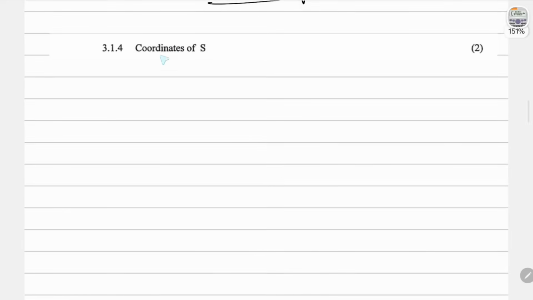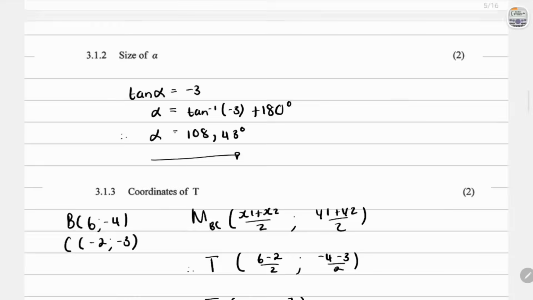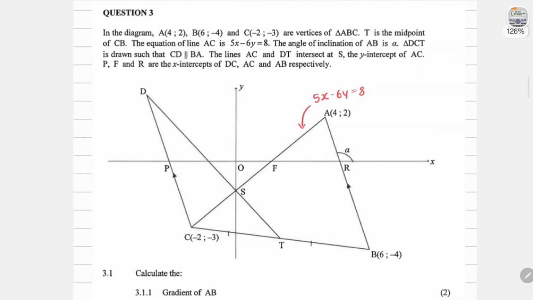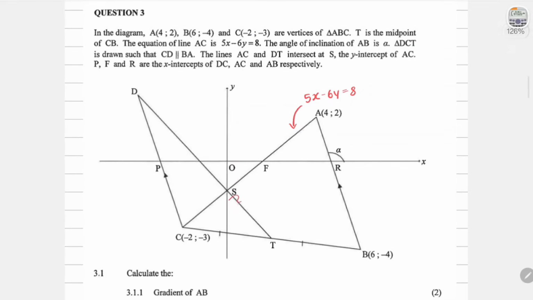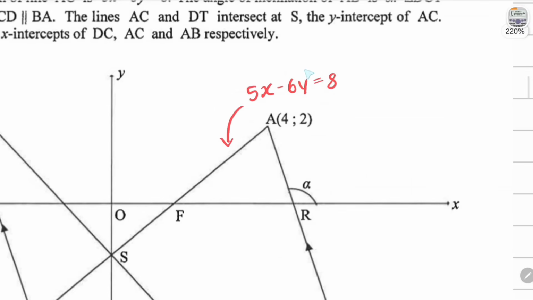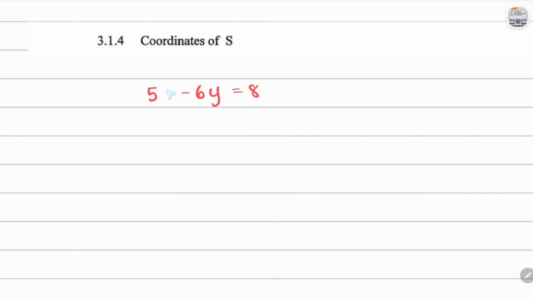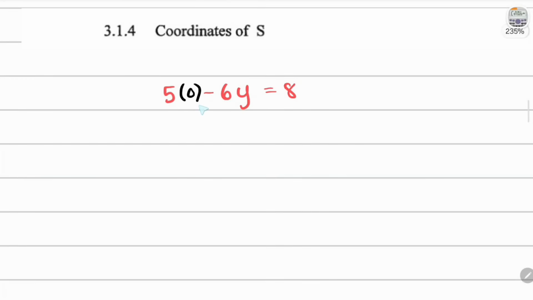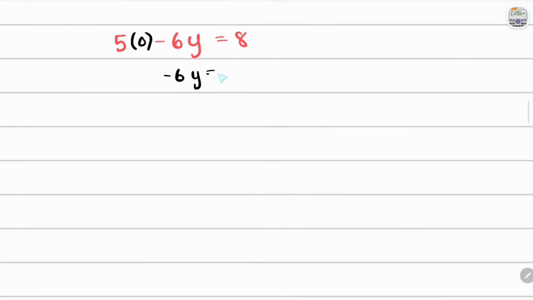Question 3.1.4 asks us to calculate the coordinates of S. And we know that S, as you can see, is on the y-axis. So this is the y-intercept of this line, AC. When we are looking for the y-intercept, you simply make x equal to 0. So let's take this equation and make x equal to 0. So in place of x, we say 0. And then this gives us 0. And this is -6y = 8. And we can just divide both hand sides by -6 to solve for y.